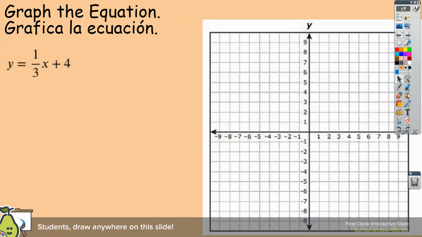So I'm going to assume that you paused. We're going to follow through, right? So the first thing I'm going to do is identify my slope. That is that 1/3 here.